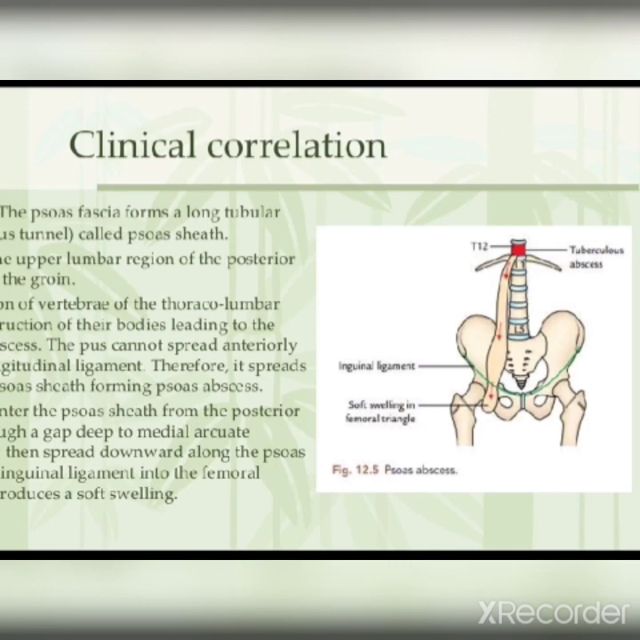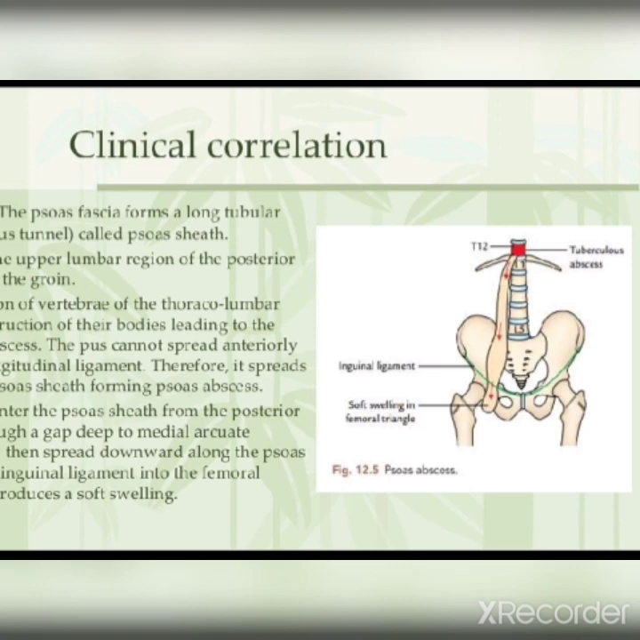Okay, so this is the tubercular infection of vertebrae, vertebral tuberculosis, the spinal tuberculosis. It causes destruction of their bodies, leading to the formation of an abscess. Thus, pus cannot spread anteriorly due to the anterior longitudinal ligament. Therefore, it spreads laterally into the psoas sheath, forming a psoas abscess.